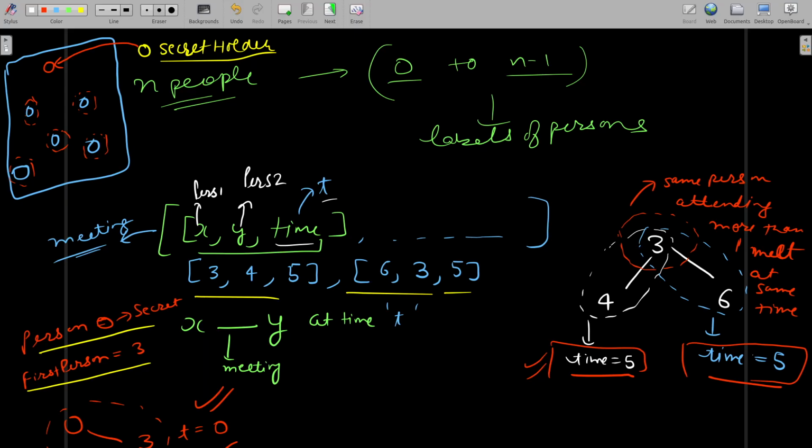Okay, so you will never find such a case. So these two values of person 1 and person 2 will never be equal. It means that a person is having a meeting with himself, or he is sitting alone in a meeting. So this kind of situation will never occur.